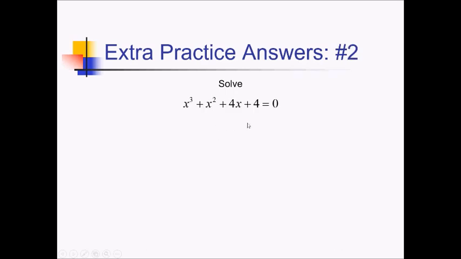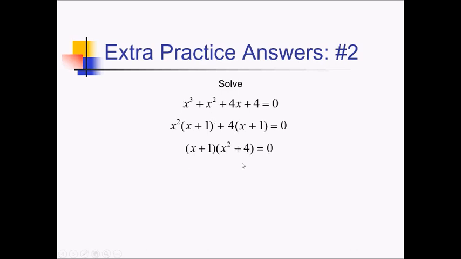For this problem, let me first see if there are any common factors I can take out. It doesn't look like there are, but I've got 4 terms, so at least I can try grouping on this. For the first 2 terms, I can factor out an x squared. That leaves me with x plus 1. And for the next 2, take out a 4, leaving me with an x plus 1.